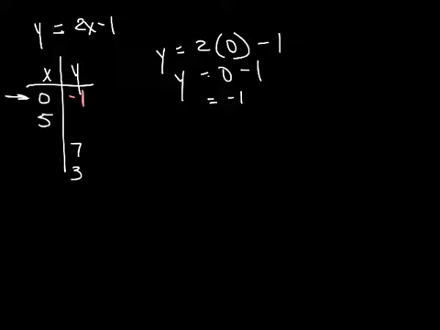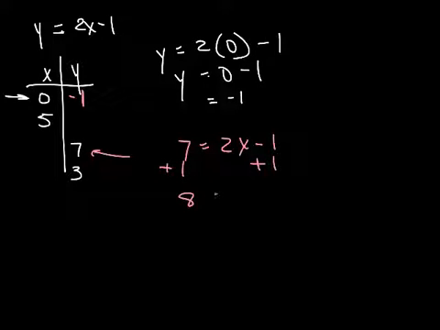So this is just saying when x is 0, y is negative 1. Let's go down here to this one. We've got the same formula, but they're saying that our y value is 7, and that equals 2 times x. We don't know what x is. And we'll add 1 to both sides.